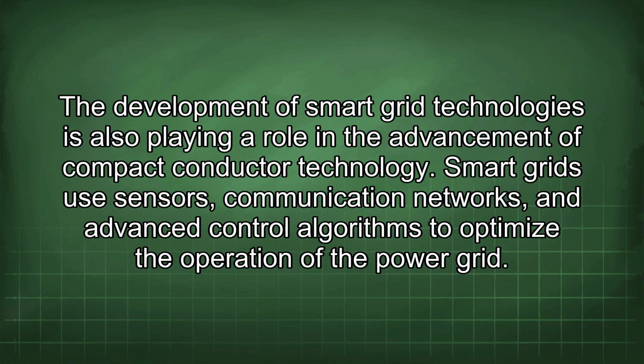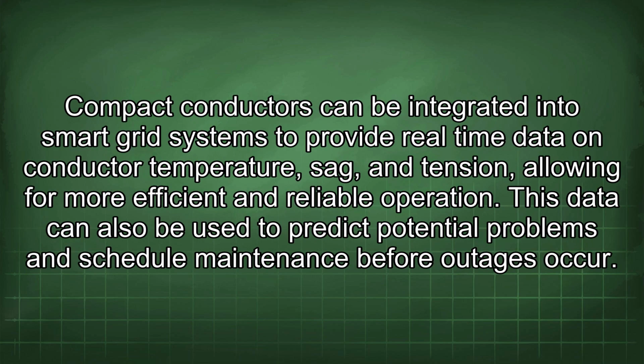The development of smart grid technologies is also playing a role in the advancement of compact conductor technology. Smart grids use sensors, communication networks, and advanced control algorithms to optimize the operation of the power grid. Compact conductors can be integrated into smart grid systems to provide real-time data on conductor temperature, sag, and tension, allowing for more efficient and reliable operation. This data can also be used to predict potential problems and schedule maintenance before outages occur.